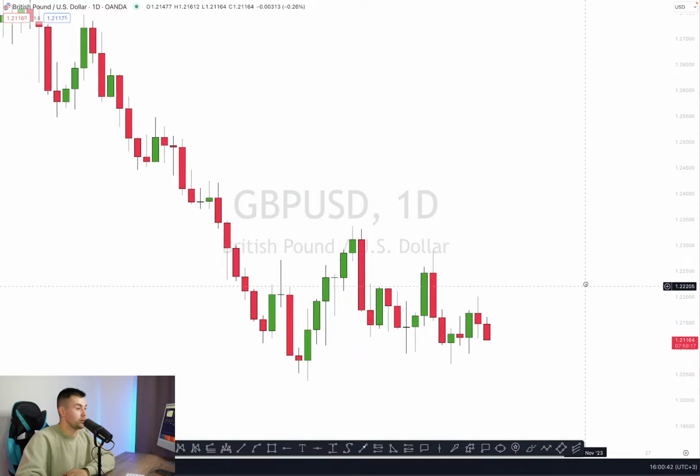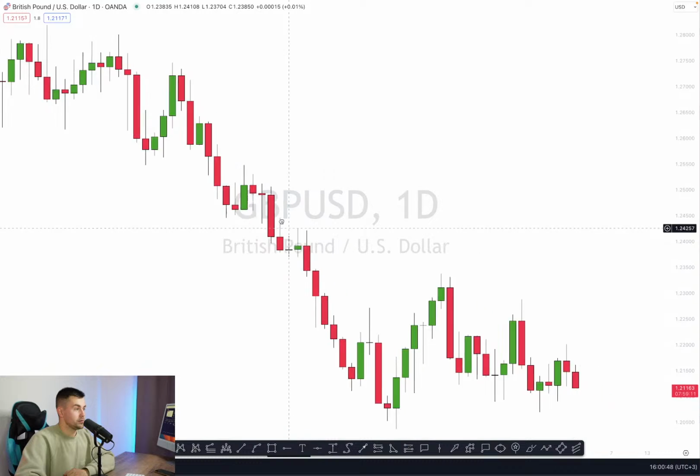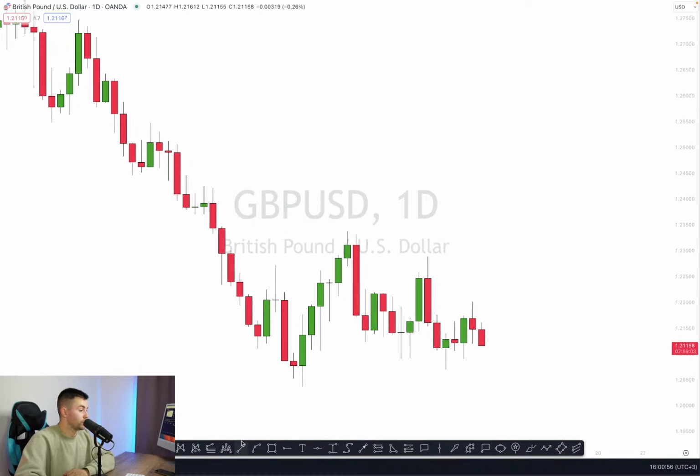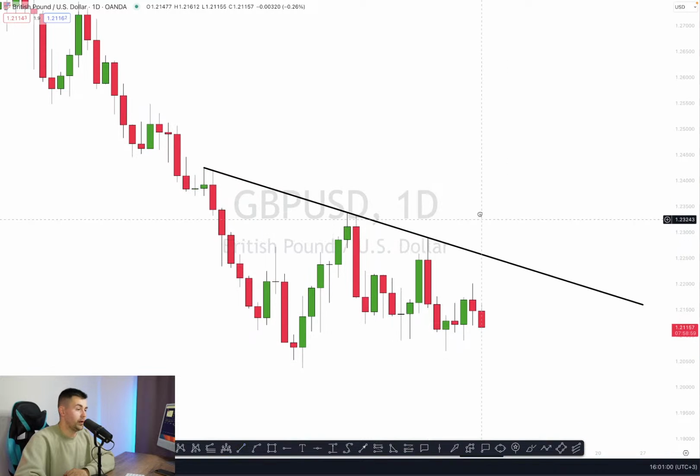So, what do we see on pound dollar? So far, definitely strong bearish trend. That is the first clue. Then let's look for the trend lines. If we have any important trend line right here to rely on. Yes, we have a strong trend line right here.